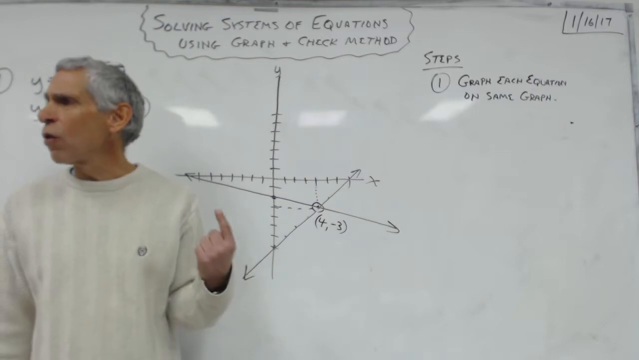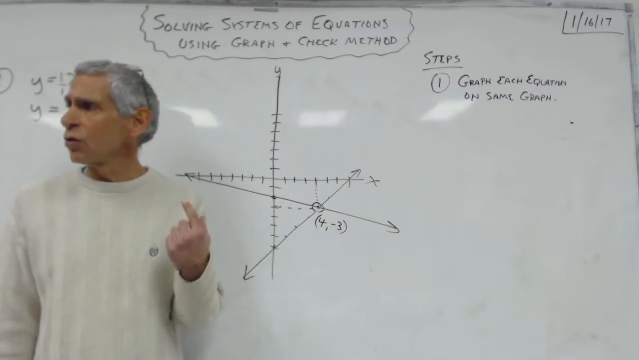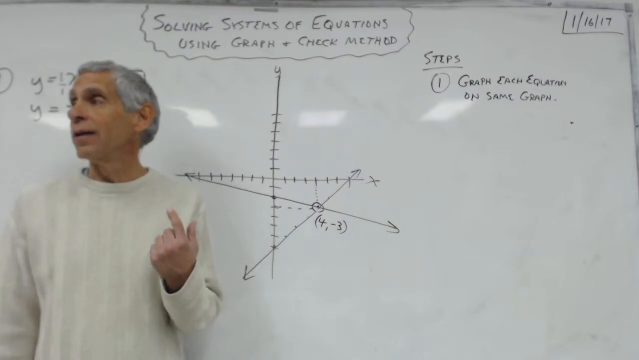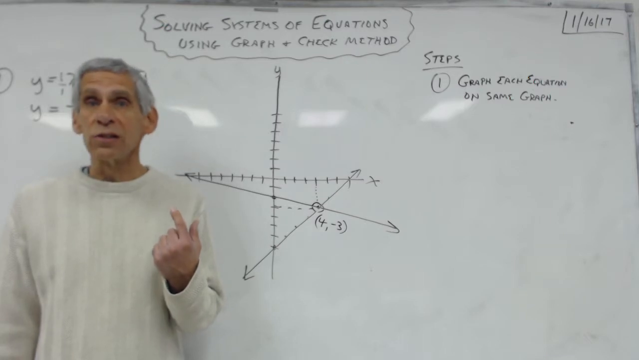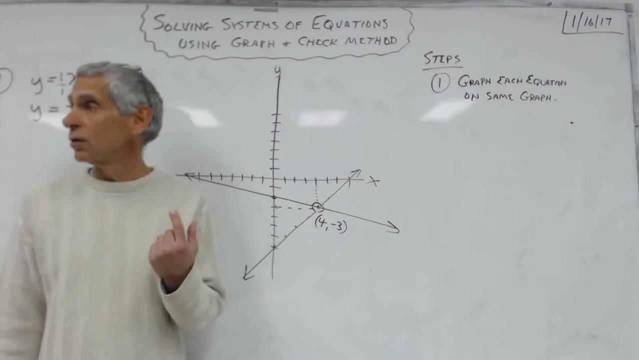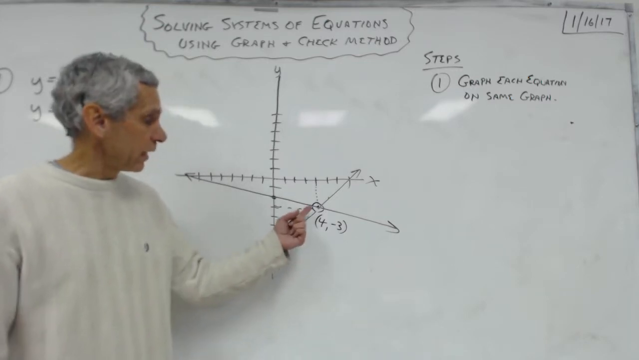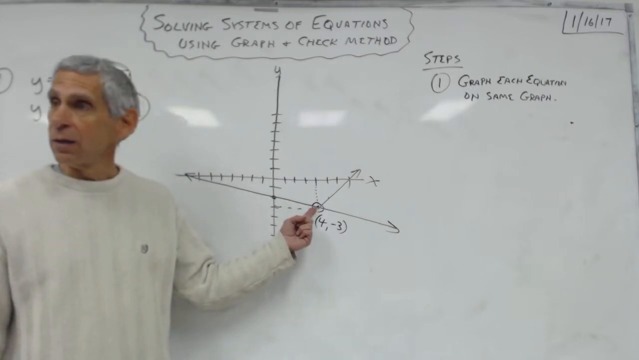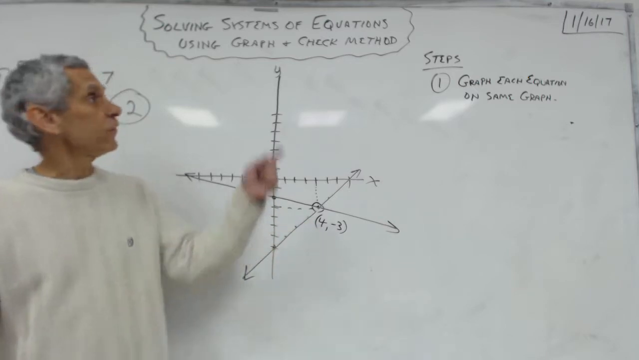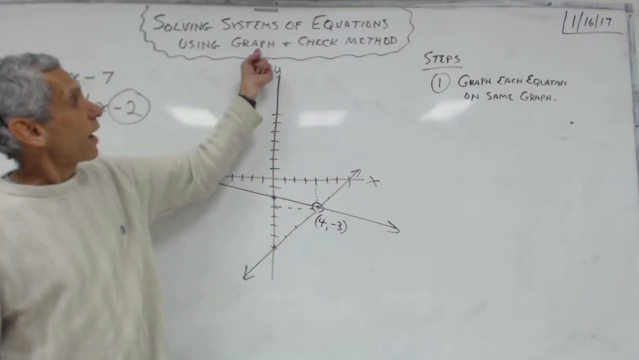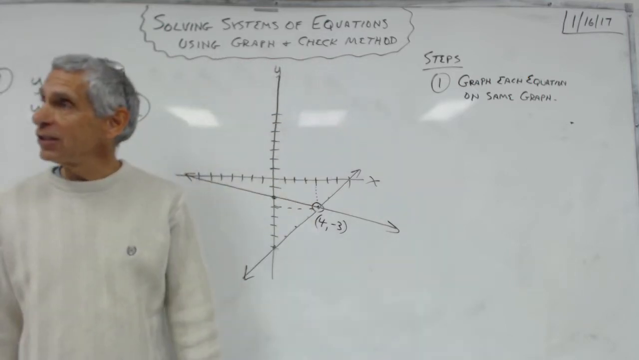But what if it was 4.0001 comma -3.00000002? Well, I don't know for sure. That point looks like it's there. So what I have to do is the graph and check method. You have to check it.